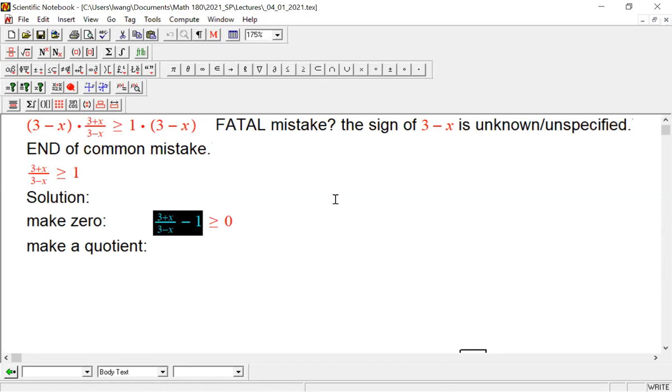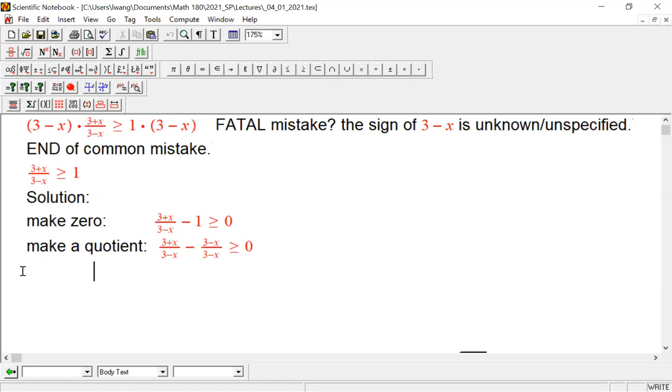That's what I want you to see. So we're going to make that quotient. Of course, making this quotient takes some algebraic steps. So this is the part I want you to work with me. So 3 minus x, 3 minus x. So we're making the quotient.